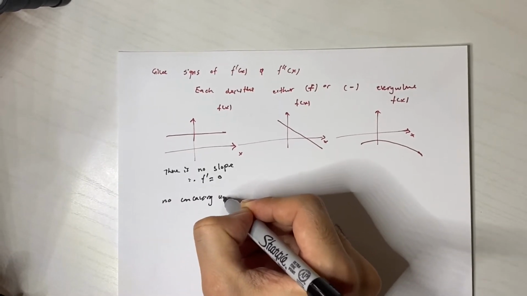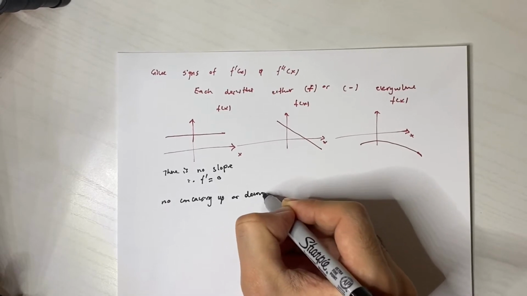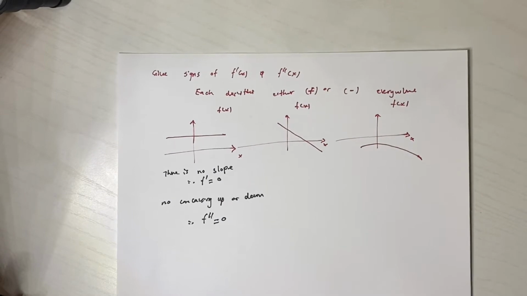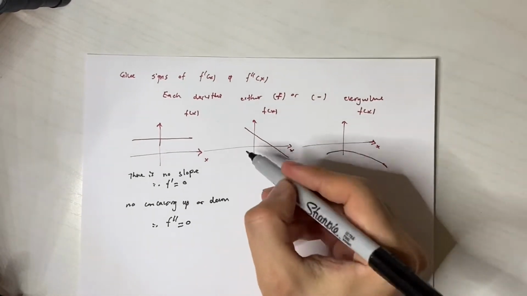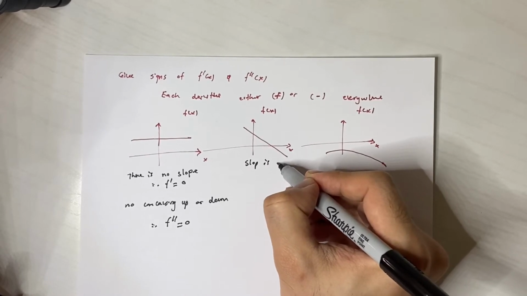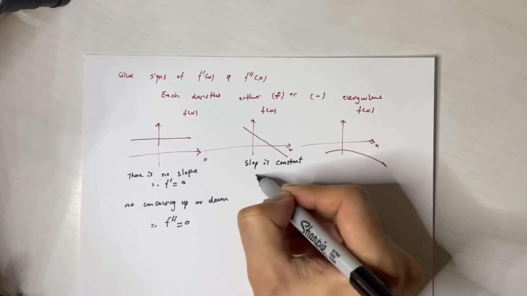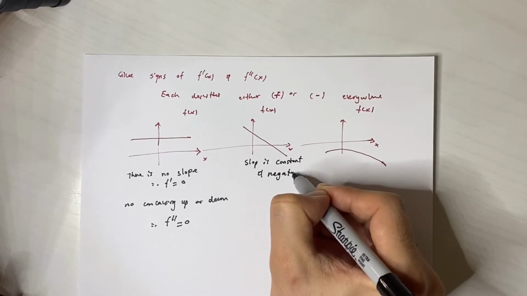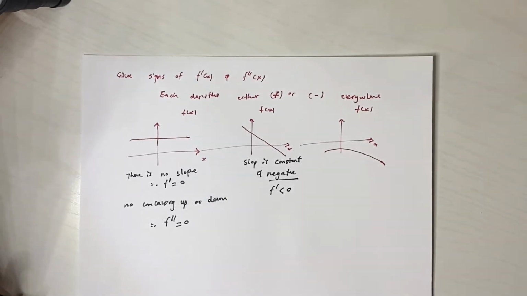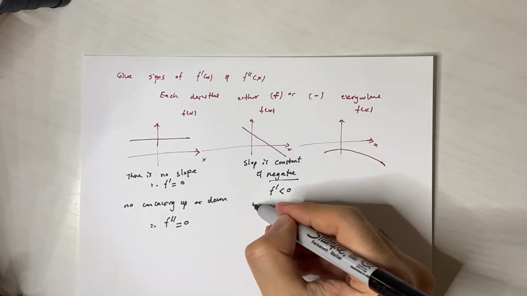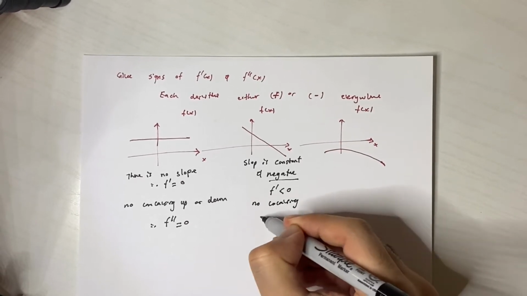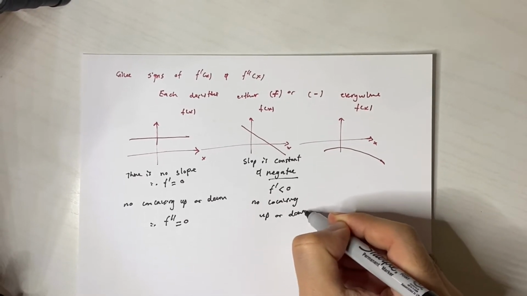is 0. And we also notice here there's no concavity, it's not concaving up or down, therefore the second derivative is 0. For the second graph, we notice that the slope here is constant, but also negative. Therefore, the first derivative is negative. Again, we don't notice any concavity here, therefore the second derivative is 0.